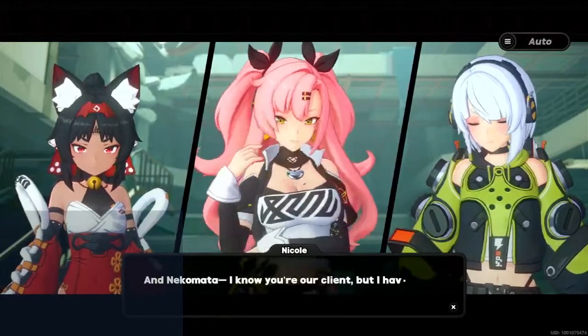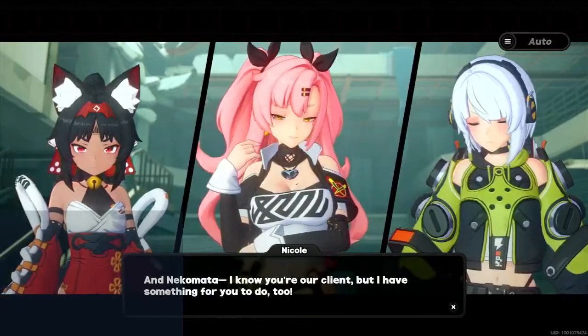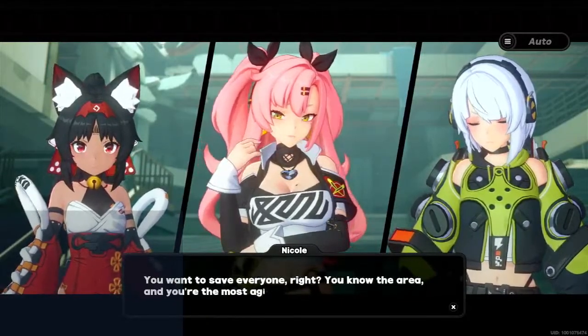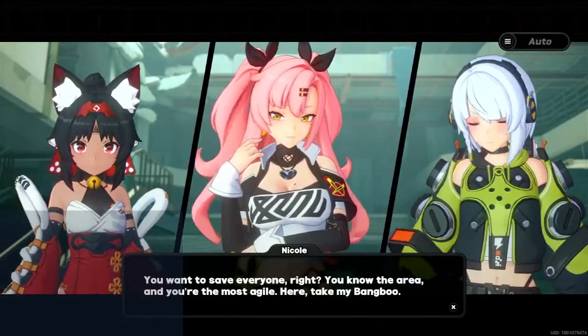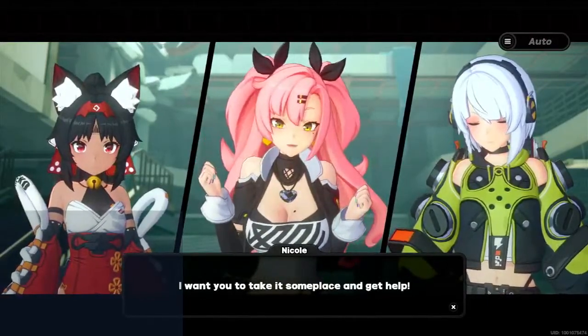And Nekomata, I know you're our client, but I have something for you to do too. Me? You want to save everyone, right? You know the area and you're the most agile. Here, take my bamboo. I want you to take it someplace and get help.